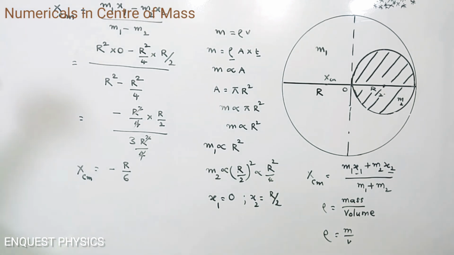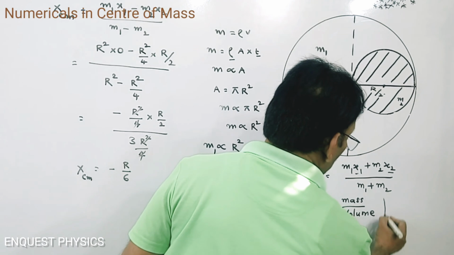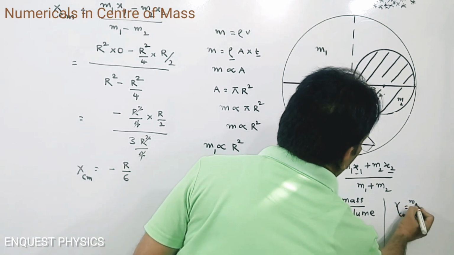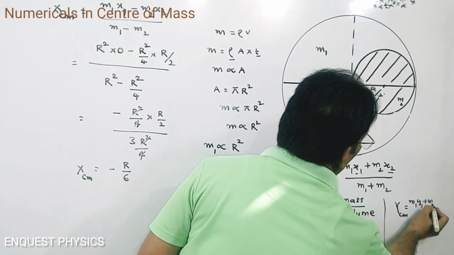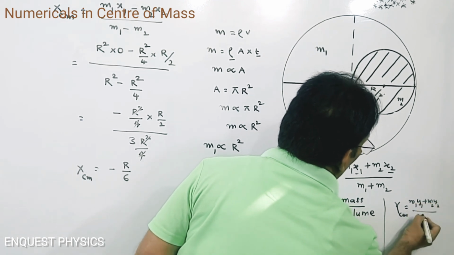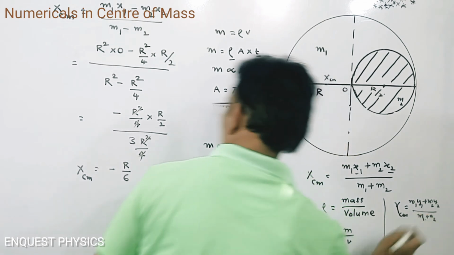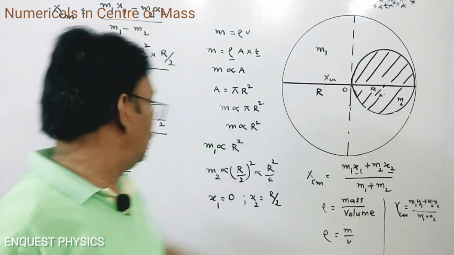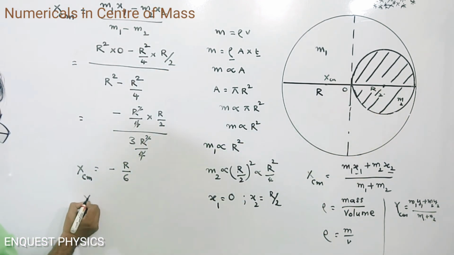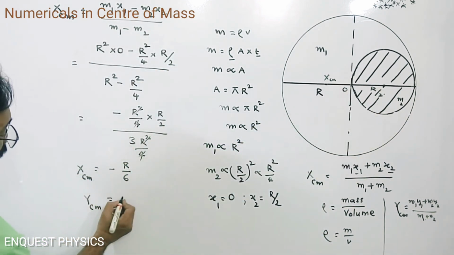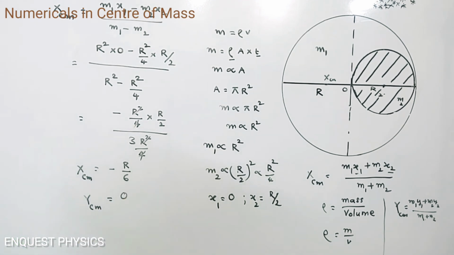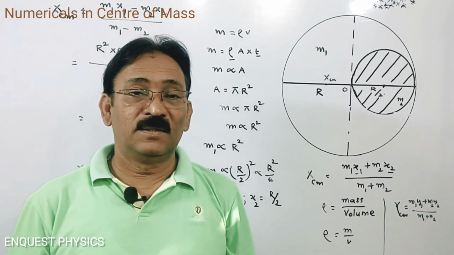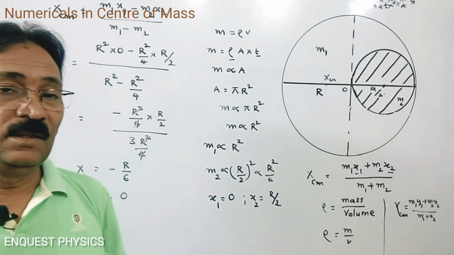Then what about the coordinates of center of mass with respect to the y-axis? As you know, ycm is equal to m1 y1 plus m2 y2 by m1 plus m2. Here we don't have any shift in the y-axis. That's why the coordinate of center of mass with respect to the y-axis is 0. Okay students, in this way you can calculate the center of mass, that means the shift of center of mass.